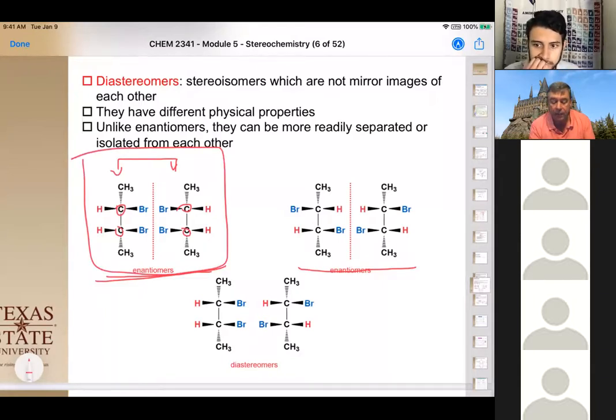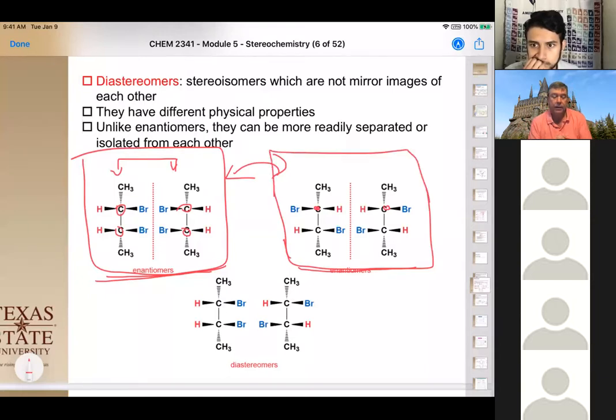Now, because we've swapped one of these, we've only swapped this top one and made its mirror image here, this pair has exactly the same properties as each other, but it can have different properties with its other isomer. So what that means is that these right here can be separated from each other because they're going to have different properties. These right here cannot be separated from each other unless you use a specialized chiral separation technique.